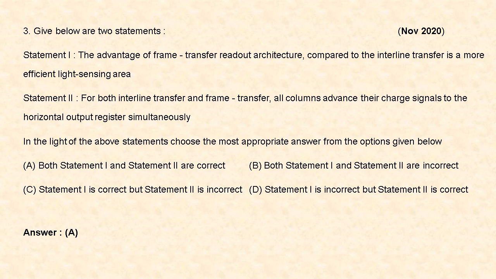Here, if you see, we know that the advantage of frame transfer readout architecture is it has a large efficient light sensing area, because in interline transfer the interline mask covers some of the area, and also in both the architectures all columns advance their charge signals to the horizontal output register. So option A is correct.